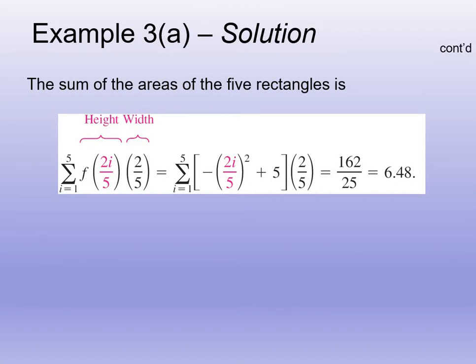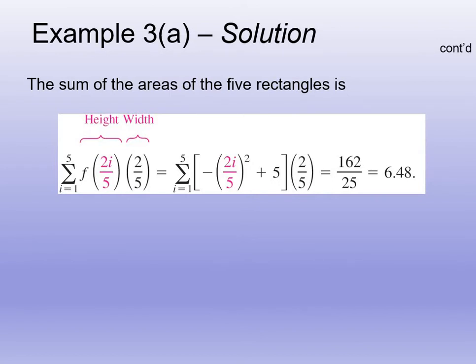And then you'd have to do when i is 2, so you'd have negative 2 times 2 divided by 5 squared plus 5. Then when i is 3, you'd have negative 2 times 3 divided by 5 quantity squared, and make sure it's negative in front, plus 5. And then you'd have negative 2 times 4 divided by 5 squared plus 5. And then the last one, negative 2 times 5 divided by 5 quantity squared plus 5. And then all that gets multiplied by the 2/5 at the end. So make sure that you're doing this right in your calculator and you're getting approximately 6.48 as you do that.